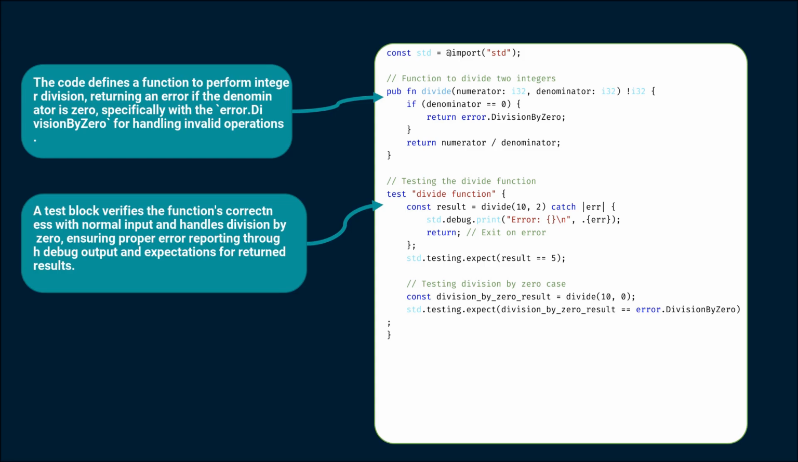Next, we will write a test case to evaluate the functionality of our divide function. The test begins by attempting to divide 10 by 2, which is a valid operation. If an error occurs during this operation, we catch it, print an error message, and exit the test gracefully. This not only ensures that unexpected errors don't cause the tests to fail abruptly, but also provides useful feedback for debugging. Moreover, we'll also test the scenario where division by 0 is attempted.